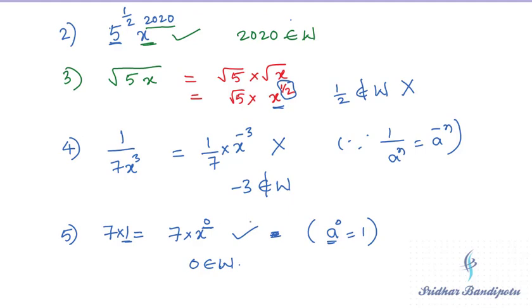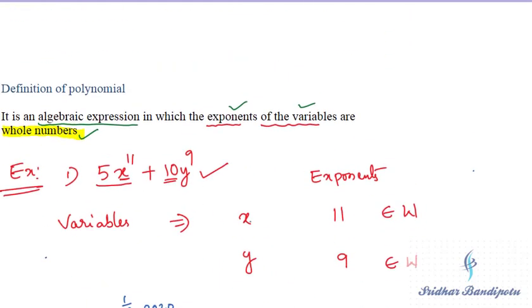Okay. Is it clear? Now, once again I am repeating the definition of a polynomial. It is an algebraic expression in which the exponents of the variables are whole numbers.